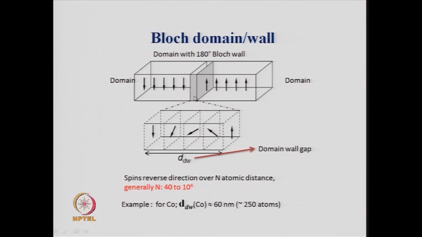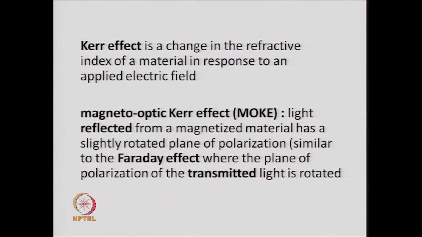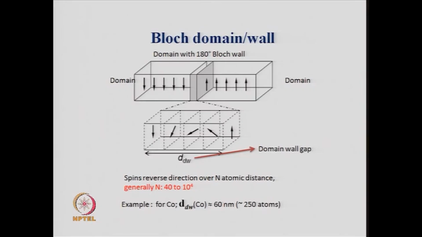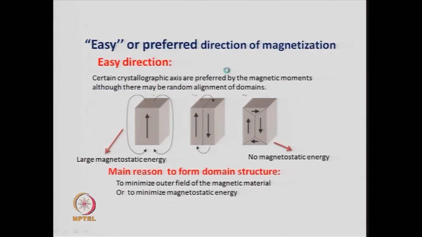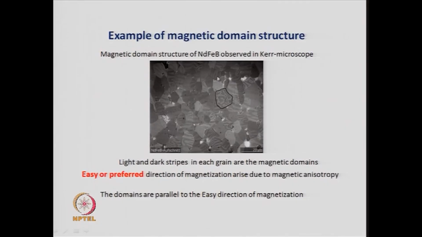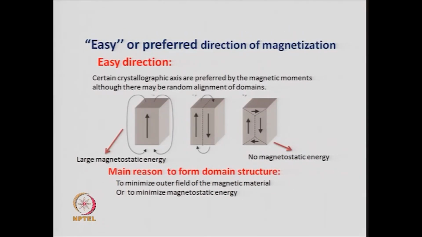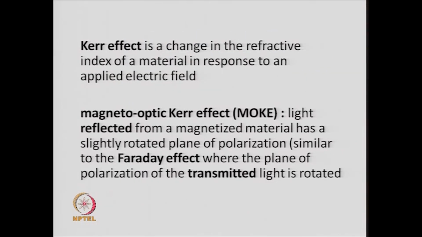Now, this is one example of a 180 degree block wall, but there can be different types of domain walls where the two domains may be aligned at 60 degrees or 90 degrees. So, there can be different types of domain walls or block walls in different systems. Now, the Kerr effect which I just mentioned earlier, by using the magnetic Kerr effect you can find out the domain walls and domain wall motion, etc. Let us look at what this Kerr effect is.